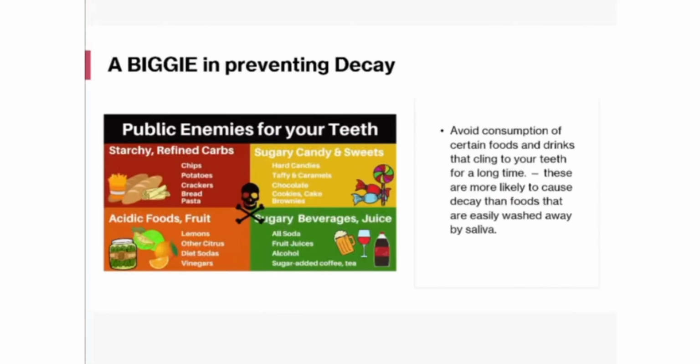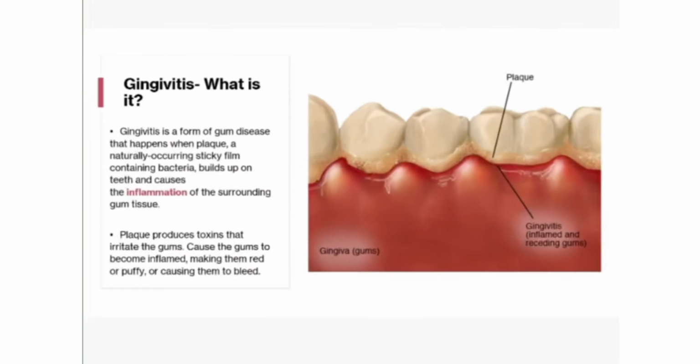A big factor of preventing tooth decay is our diet. It is important that we avoid the consumption of certain foods and drinks that cling onto our teeth for long periods of time. Acidic and sugary foods, along with carbs and starch, are all more likely to cause decay than the foods that are more easily washed away by saliva. These are typically foods that we want to try to avoid since they are more likely to cling onto the tooth surface. Now that we've talked about plaque, let's go over gingivitis.